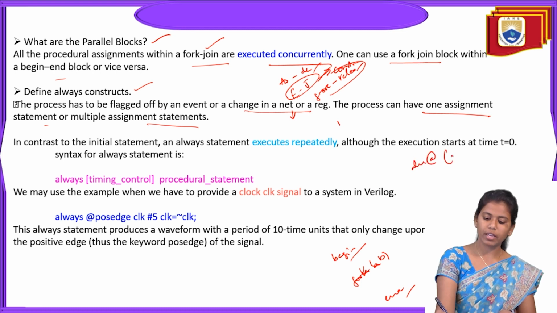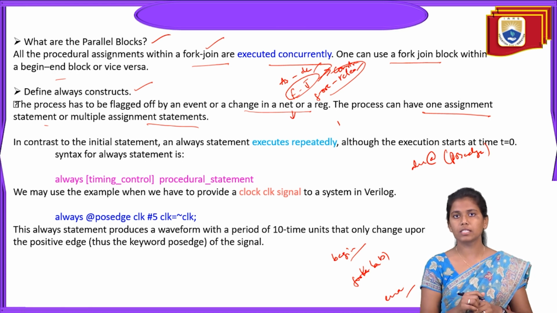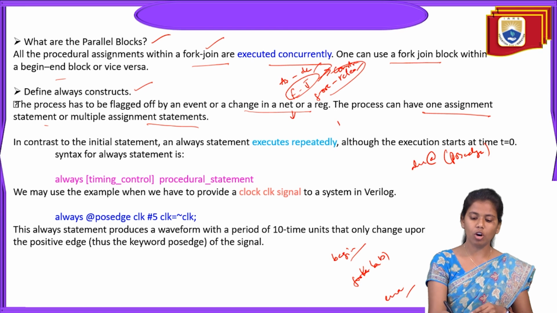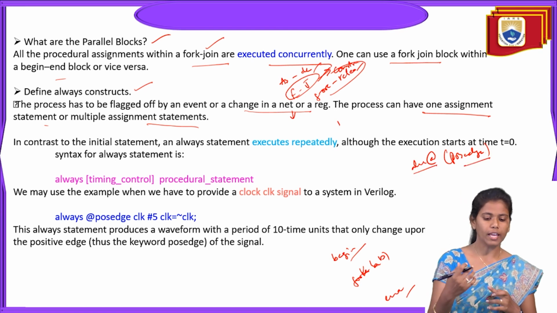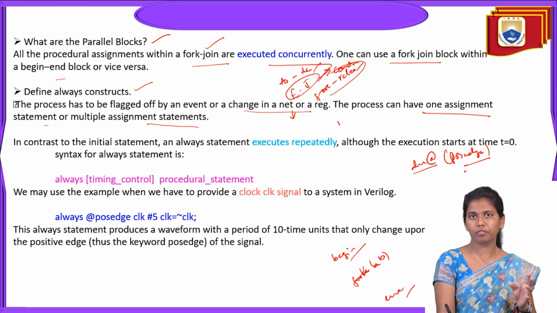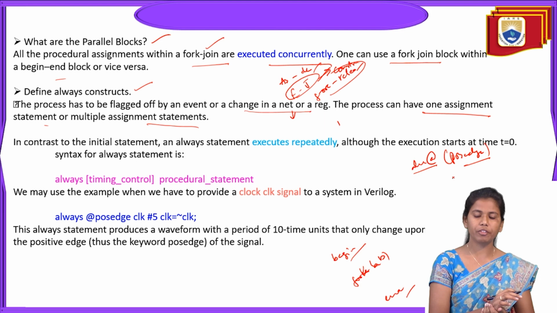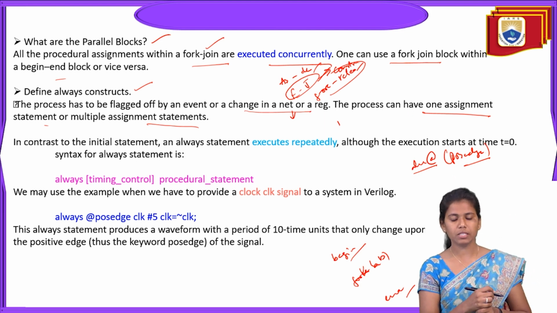Always at the rate, we can say, passage. If your code considers flip-flops or latches, then always at the rate is used, remembering the positive edge. This positive edge is meant only for the positive transition in the flip-flop. The process can have one statement or multiple statements as well.